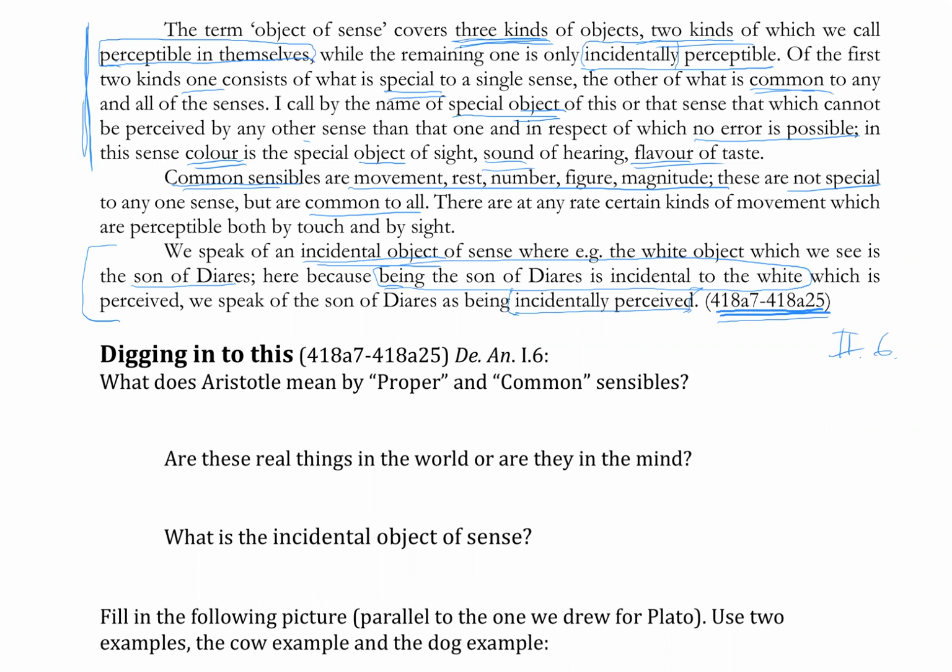So, what does Aristotle mean by proper and common sensibles? Well, the objects of sense cover 3 kinds. There are those which are perceptible in themselves, and those are going to be the proper and common sensibles, right? So they're perceptible in themselves. That's something we can say about them. He divides the proper and common sensibles into those which are special to a single sense and those which are common to all of the senses.